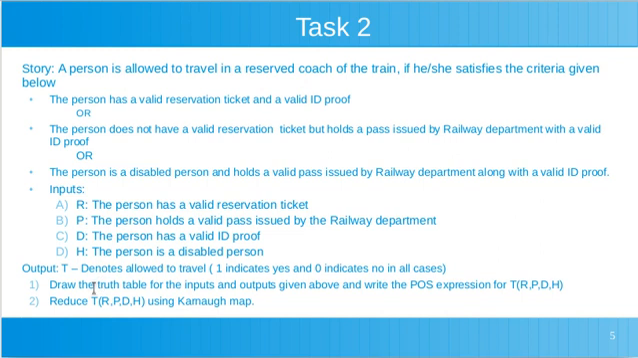Draw the truth table for the inputs and outputs given above and write the POS, product of sums, expression for this output value given these inputs, and reduce this output value using a Karnaugh map. So you all try and let me know in the comment section.